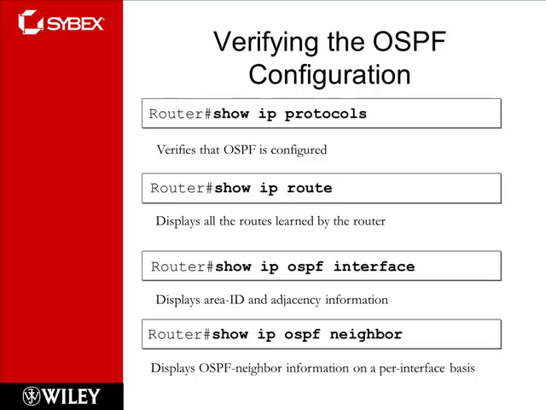Verifying it, show IP protocols, same as we've had before. Tells you which protocols are running on the router. Show IP route, same thing. Show IP OSPF interface is going to show you the interfaces that OSPF is using. Show IP OSPF neighbor. Who are your OSPF neighbors? What this is going to have is a router ID.